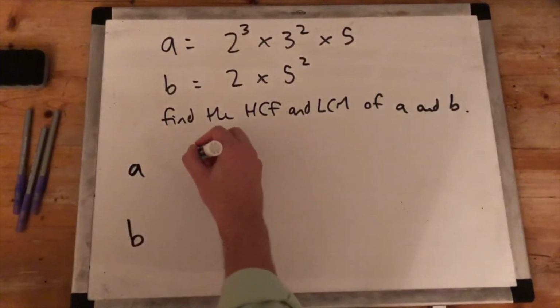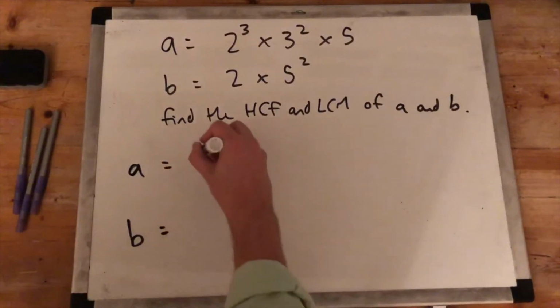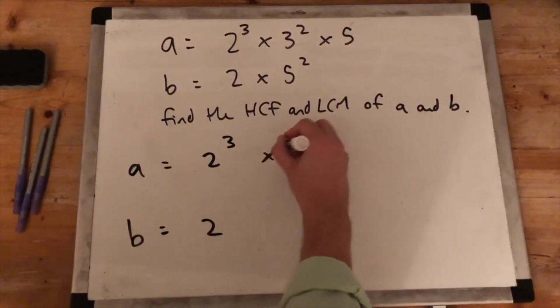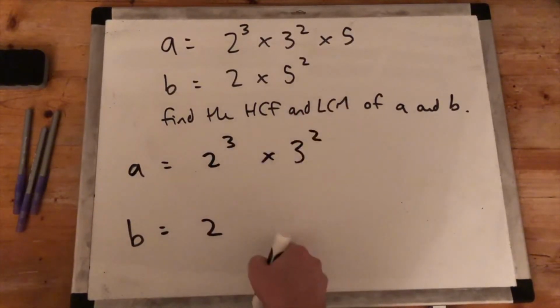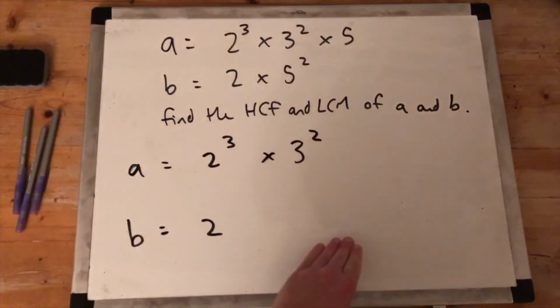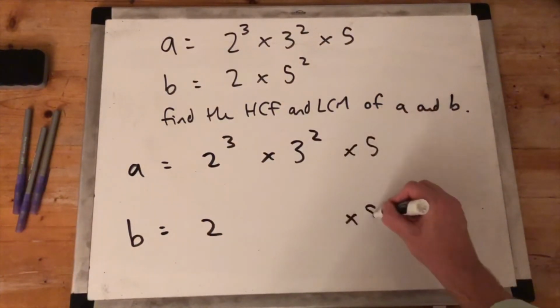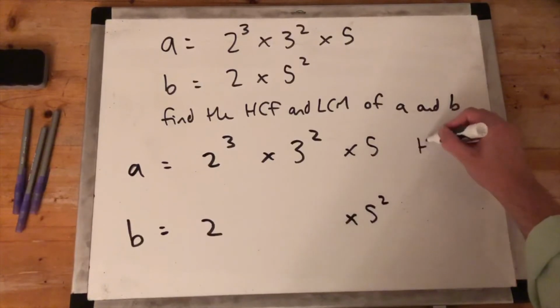We'll do our 2 column first. A is 2 cubed, B has a 2. A has a 3 column, B doesn't, so we leave it blank. A has a 5 column, and B also has 5s in. So we're going to start with HCF.